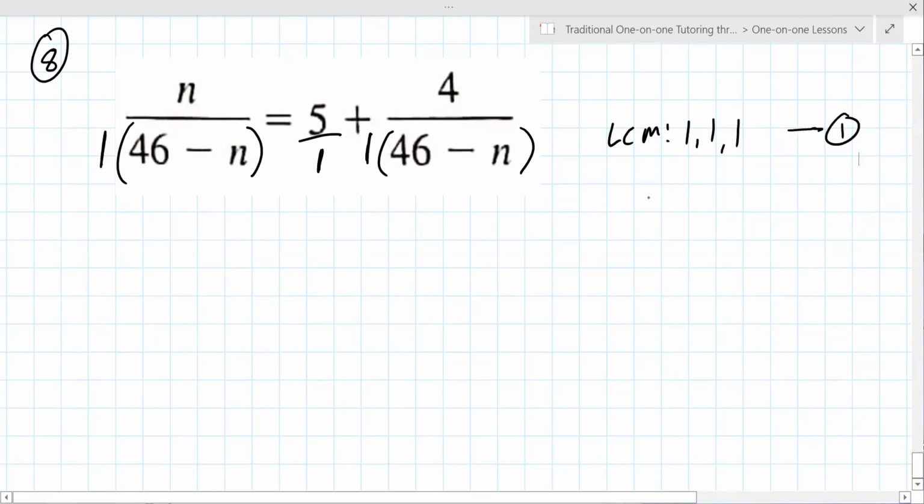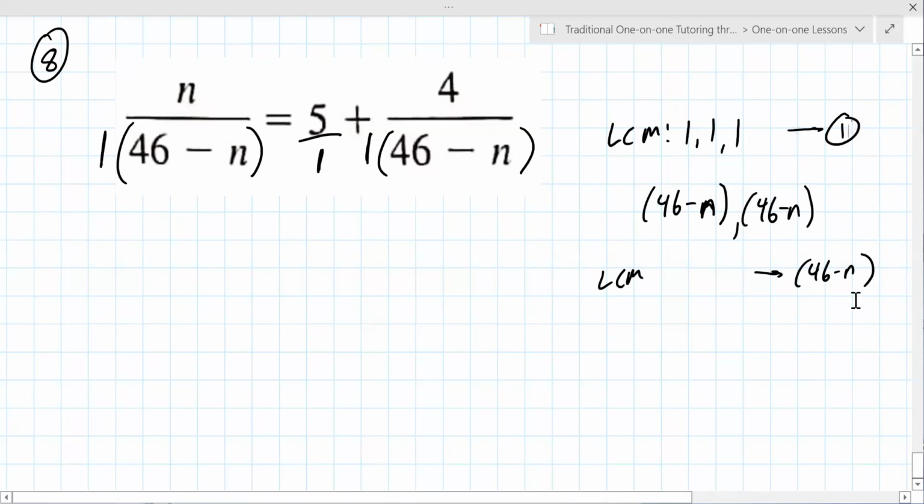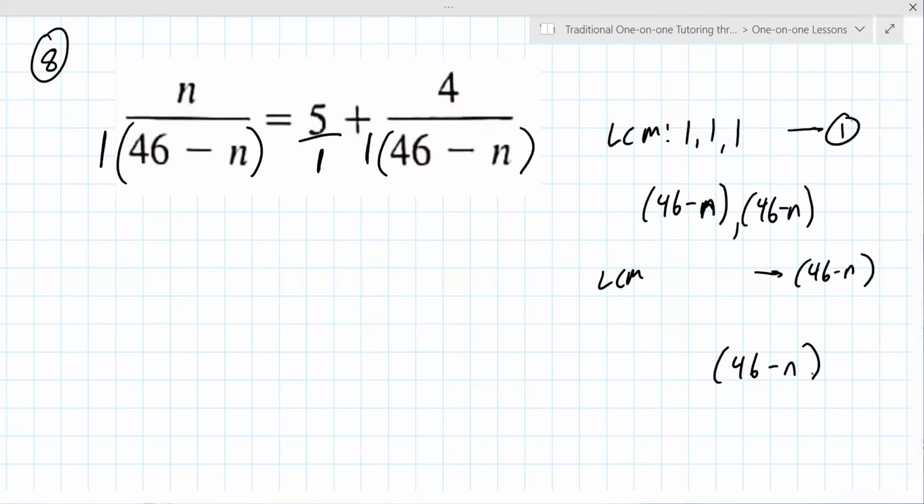Now, the least common multiple, when it's a variable term like this, you're just looking at the 2 terms and asking, are they the same or are they different? Well, they're the same. So your least common multiple, you always multiply the number and then the variables together. So in this case, it's 46 minus n. It's a lot of work to figure out that it's 46 minus n. This is not the best example to start with, but that's what we've got.